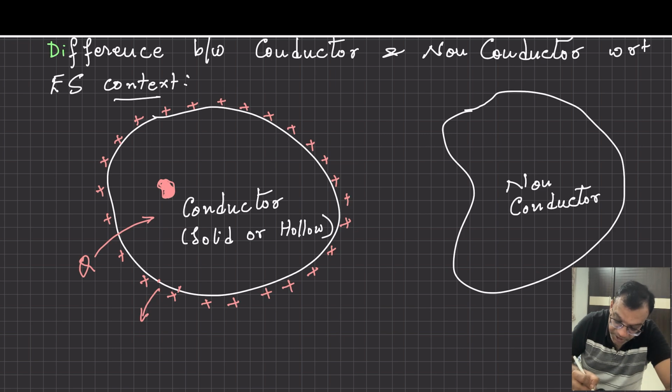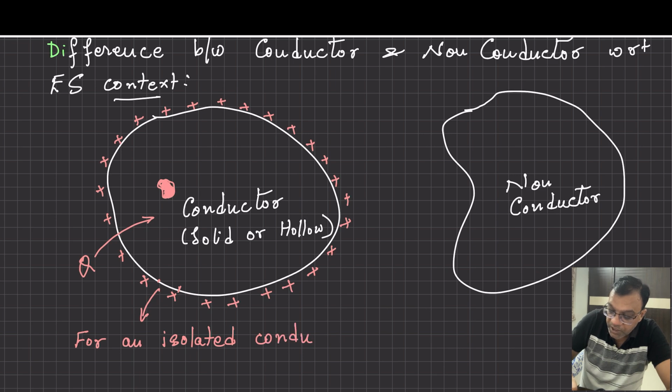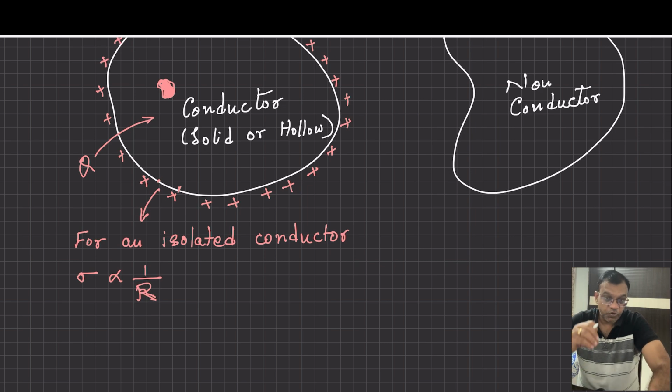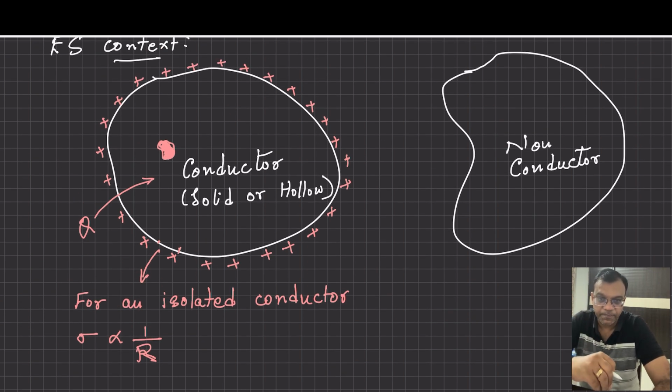For an isolated conductor, please listen carefully. An isolated conductor means the conductor near to which no other conductor is present. The charge distribution is inversely proportional to the radius of curvature. If radius of curvature is same at different points, then the charge distribution is going to be same at all the points. So if we give any charge to the conductor, that will come on its outer surface and the charge distribution will be proportional to 1 upon radius of curvature, provided that it is an isolated conductor. And we are going to discuss mostly the isolated conductor only.